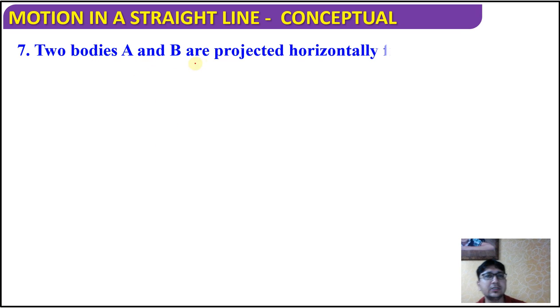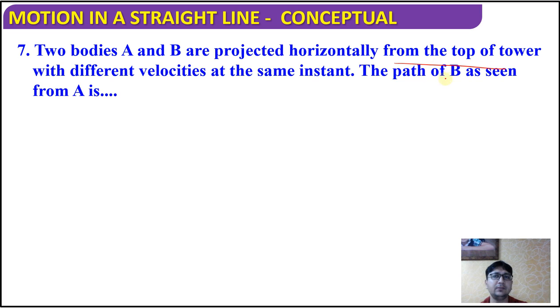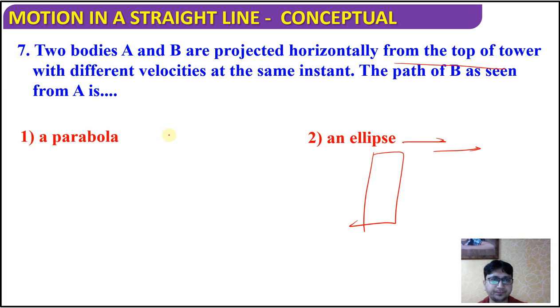The two bodies A and B are projected horizontally from the top of a tower with different velocities at the same instant. The path of B as seen from A. Okay, so both are projected horizontally like this, with different velocities. So what is the answer? Let's see. What happens?